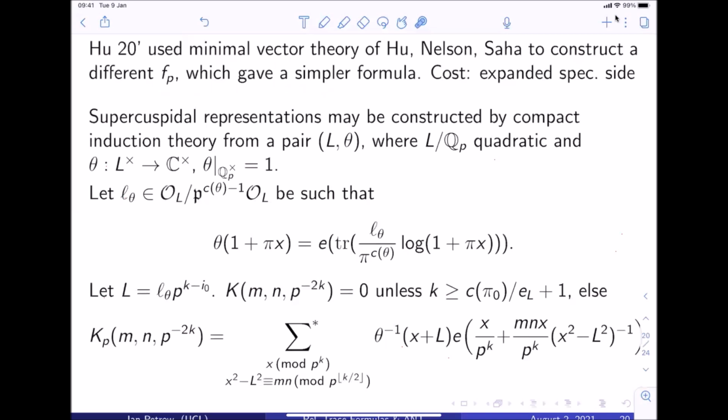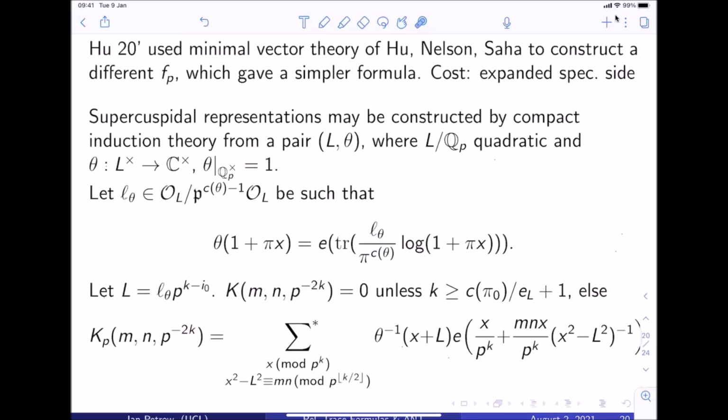There's a cost to this, which is that the spectral side gets expanded a bit. So if my specified supercuspidal has odd conductor exponent, then I only expand the spectral side by O of 1, but if I have even conductor exponent, you're expanding by O of P. So it gets kind of worse.